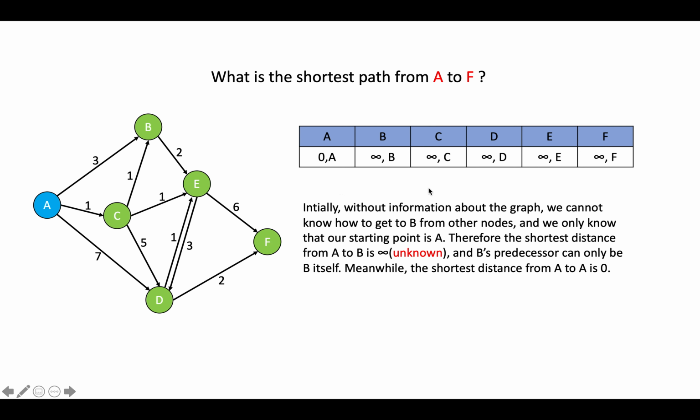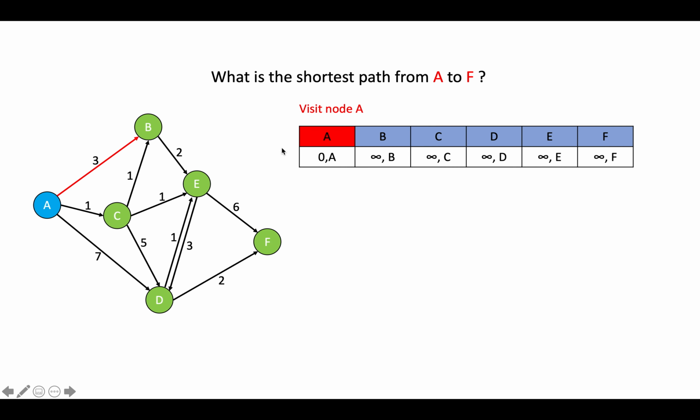Now, after knowing what this table means, we should keep updating our table. Firstly, as our starting point is node A, the first node that we should visit is node A. Given node A, what new information do we have? We know that node A has 3 neighbors, node B, node C, and node D, and we can use this new information to update our table.